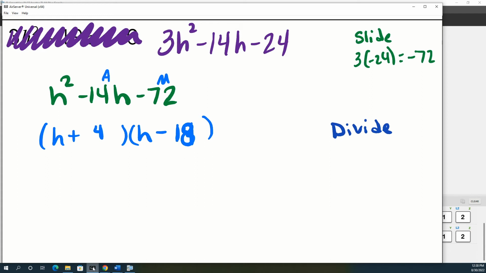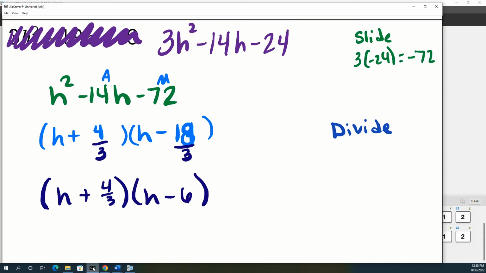All right, now when we divide, we're going to divide by 3. Reduce all fractions. And then bottoms up.